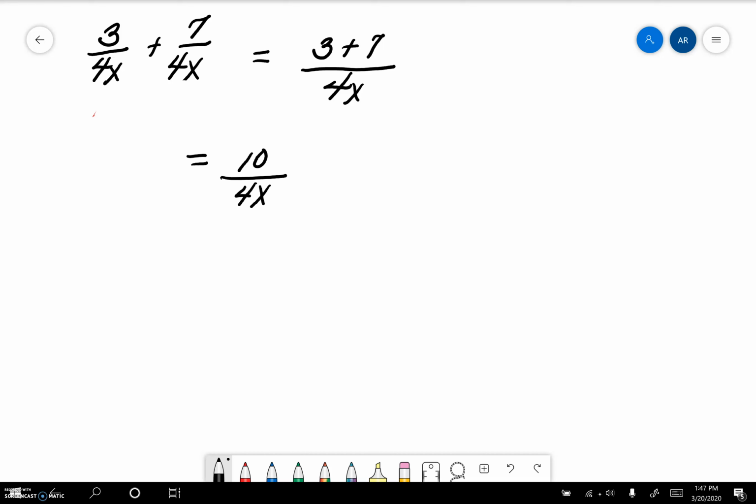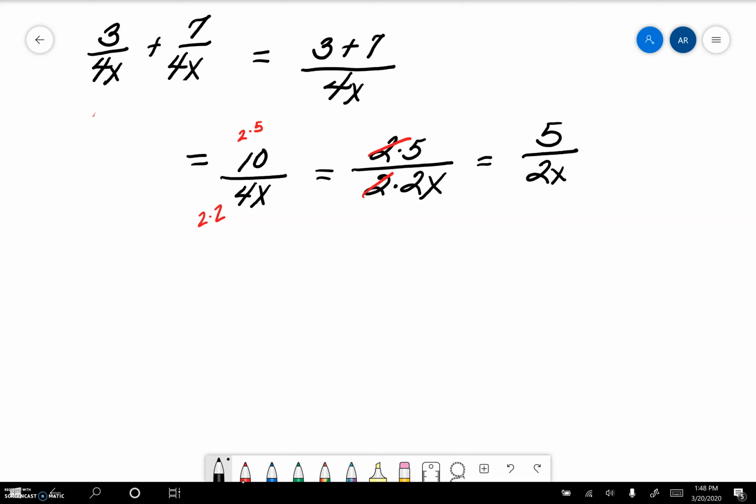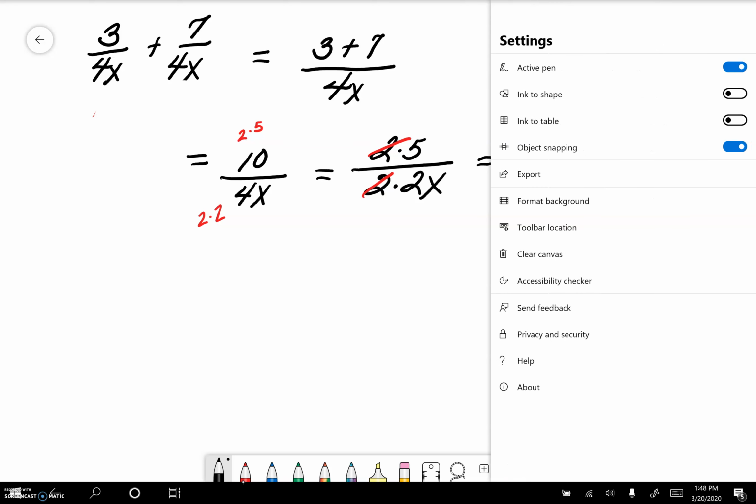We can see that's not in simplest form because we can get a 2 out of both of them. We know that 10 is 2 times 5, and we know our 4 is 2 times 2. So we're going to rewrite that as 2 times 5 all over 2 times 2, and don't forget your x. We don't want to change the value, we're just simplifying it. So we have a 2 on the top and a 2 on the bottom, which reduces down to a 1. So now we have a final answer of 5 over 2x. Okay, let's move on to the next one.